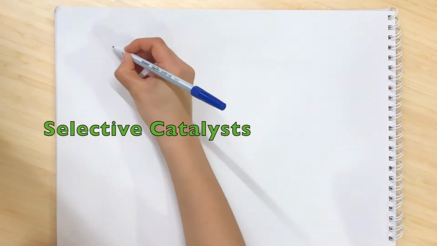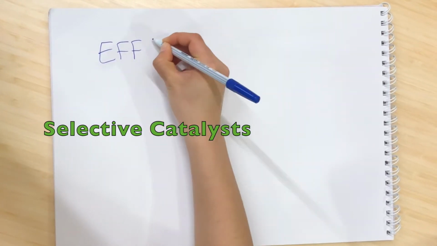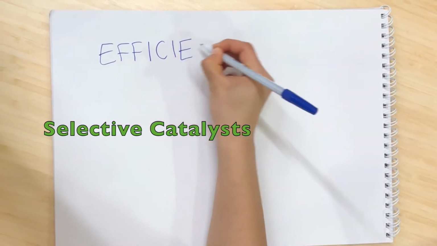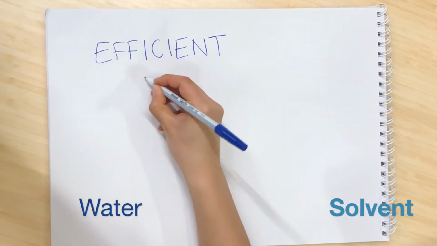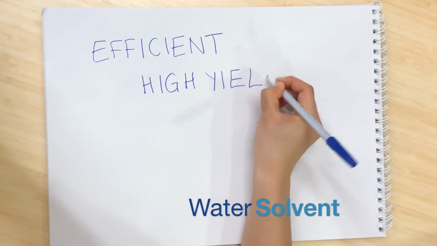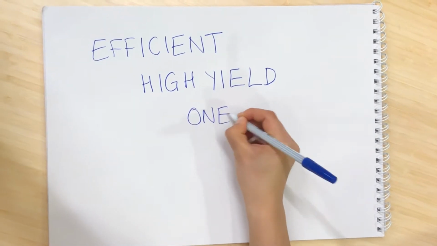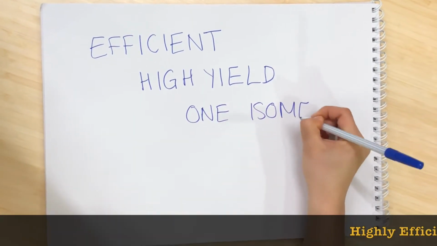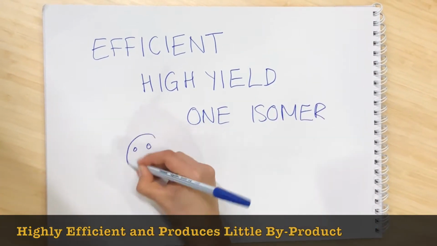Enzymes are often selective catalysts, which means that they only react with reagents in a specific way to produce specific products. They also work well in water, which can replace the use of more hazardous solvents such as toluene. Reactions catalyzed by enzymes can be highly efficient and produce little byproduct in this way.